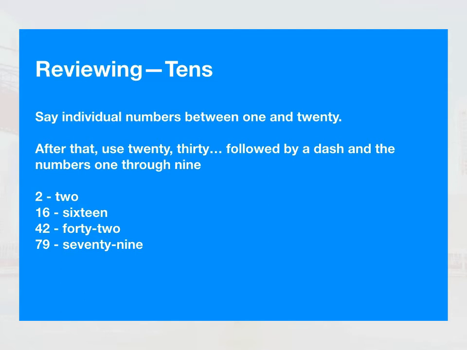Looking at some details, reviewing tens, we'll say the individual numbers between 1 and 20. After that, we use 20, 30, followed by a dash, and the numbers 1 through 9. 2, 16, 42, 79.